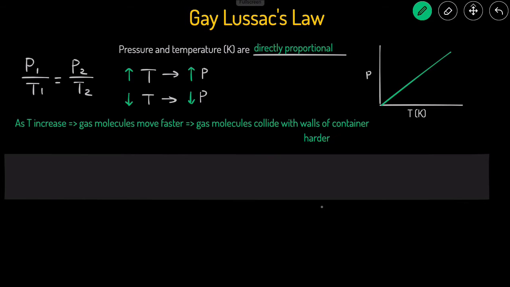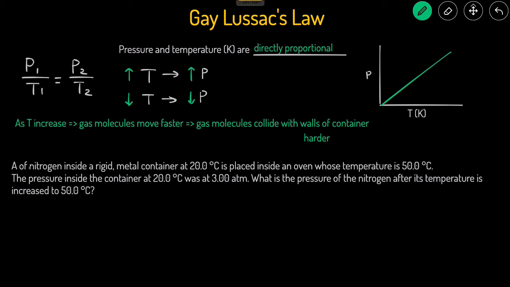Okay, now let's see how we can apply this in a problem. So this problem reads, a sample of nitrogen inside a rigid metal container at 20 degrees Celsius. So we have a temperature, we'll call that temperature 1, is placed inside an oven whose temperature is 50 degrees Celsius. So that's temperature 2. The pressure of the gas inside the container at 20 degrees Celsius is 3 atm. So we'll call this pressure 1 because that's the pressure that's associated with the original temperature of 20 degrees Celsius. And it's asking, what is the pressure after the temperature increases to 50 degrees Celsius?